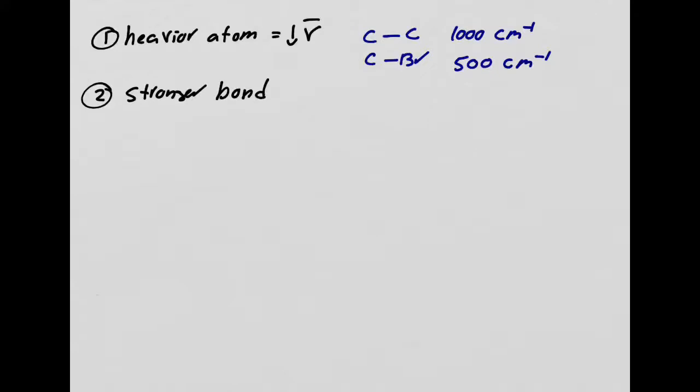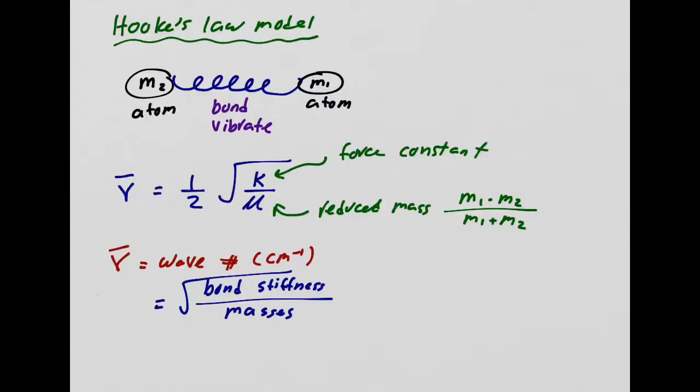What happens if you have a stronger bond? Now, if you have a stronger bond, so when we had a heavier atom, that means the mass was up. If I have a stronger bond, what does that mean? That means I have a higher K value, right? I have a higher K value.